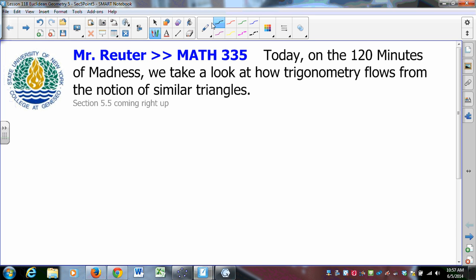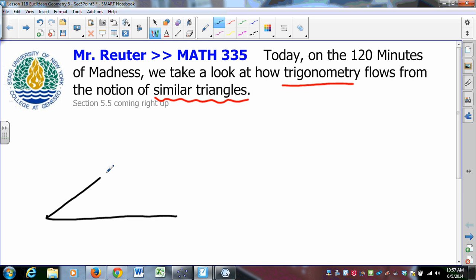And we're back, and today it's a look at how trigonometry flows from the idea of similar triangles. So this particular screencast shouldn't take too very long because this idea should be familiar to you from high school trigonometry. If your teacher in high school did what I am about to do, stop the video.